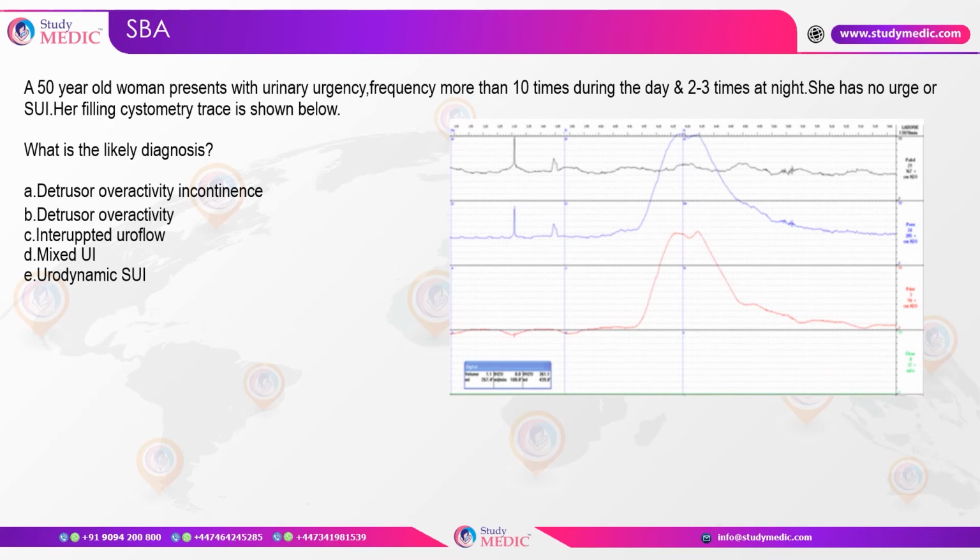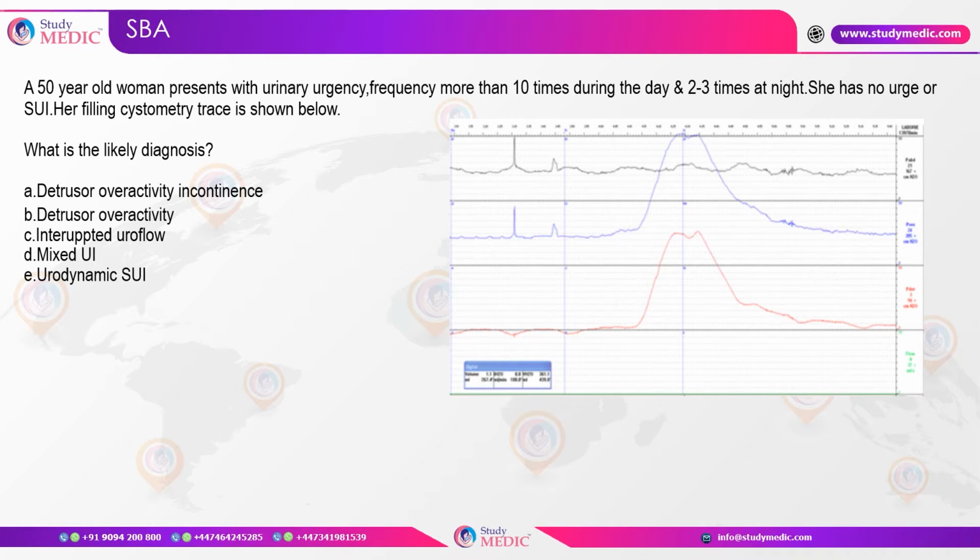Now let us see this urodynamic graph. Pause the video, have a look at the graph very carefully and see. Okay, so this woman has complaints of urinary urgency, frequency, and she is also having nocturia. So what could be the likely diagnosis here? She has no urge incontinence or stress urinary incontinence. From her symptoms, it looks like she has overactive bladder.